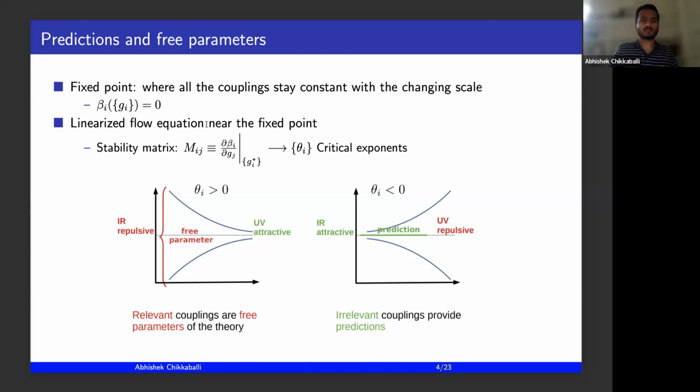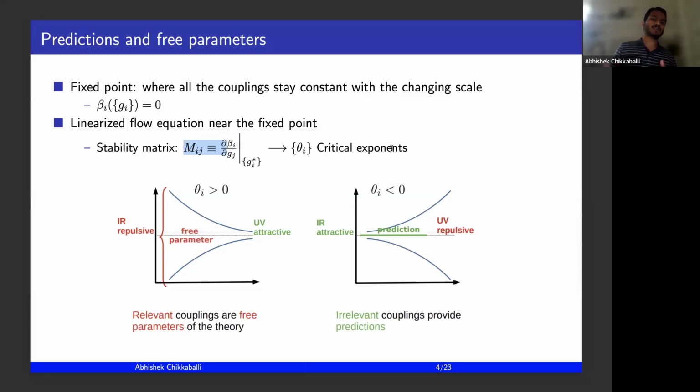Most of you are well aware of these concepts, but let me briefly recall them for the sake of completeness. A fixed point is where all the beta functions vanish simultaneously. And near this fixed point, we can define the stability matrix this way. And diagonalizing the stability matrix, we can find the critical exponents. Note that we are interested in finding out what the free parameters in a given theory are and what the predictions in the theory are. And this is determined by the critical exponents.